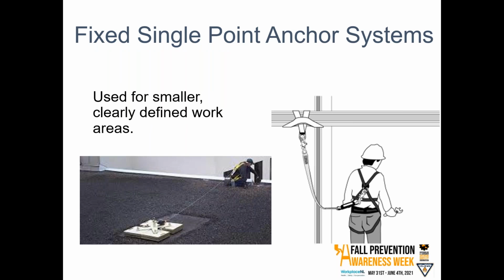So a fixed single point anchor system means you have one anchor that's fixed to the ground or fixed to some sort of structural component. It's usually used for just one person at a time, as most anchor point systems are designed for just one worker. Horizontal lifelines would be a little bit of an exception to that rule. Often they can be designed for multiple workers, but we'll talk more about them later.